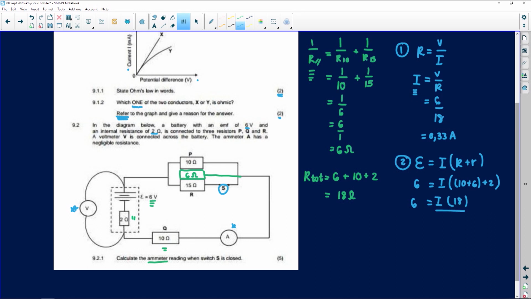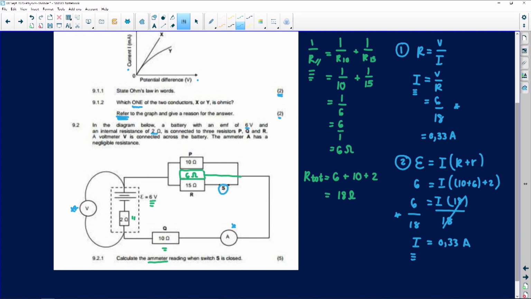To find I alone, I divide both sides by 18. 18 divided by 18 is 1. I'm left with I. This looks exactly the same as that. So don't say I'm a genius, but 6 over 18 gives me 0.33. The SI unit for current is then a capital A.